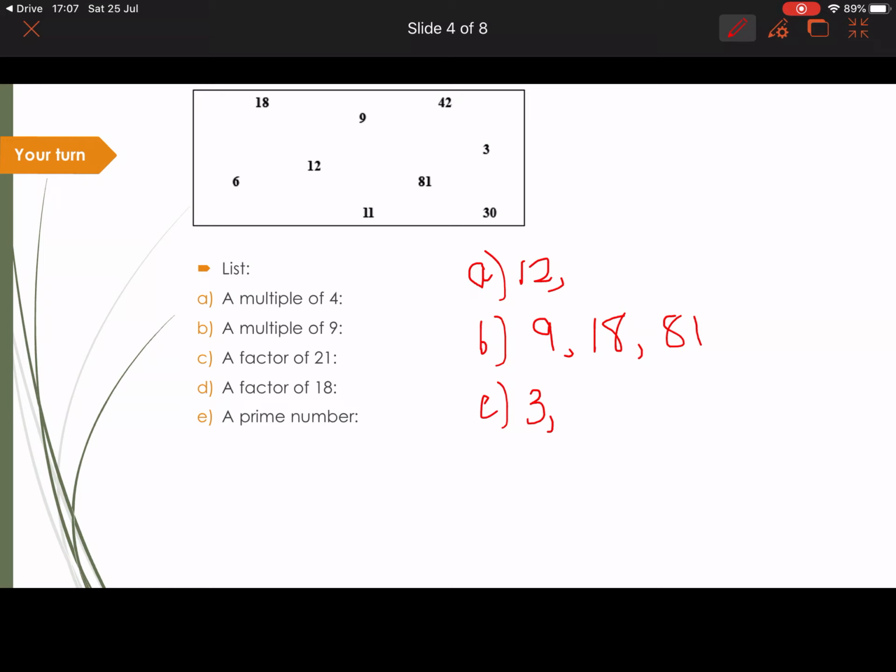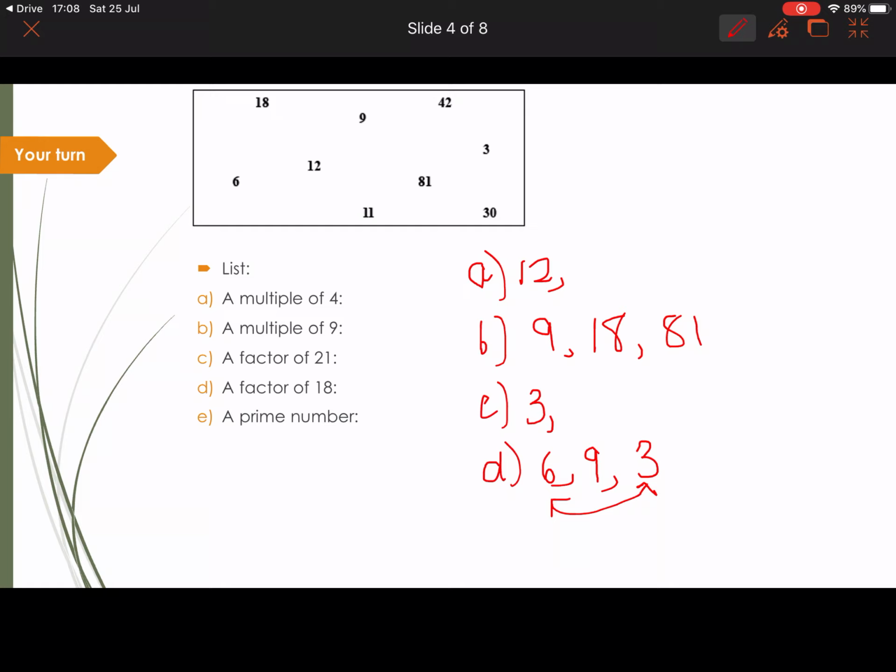For D, a factor of 18. I know that 6 goes into 18 because 6 times 3 is 18. I know that 9 goes into 18 because 2 times 9 is 18. I know that 3 goes into 18 because 6 times 3 is 18. So they are all factors of 18.